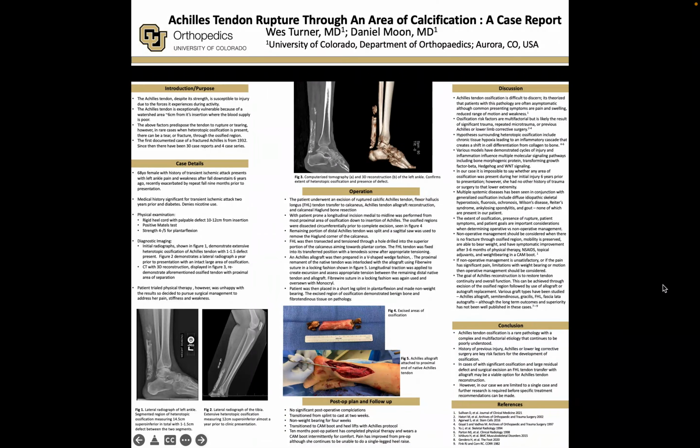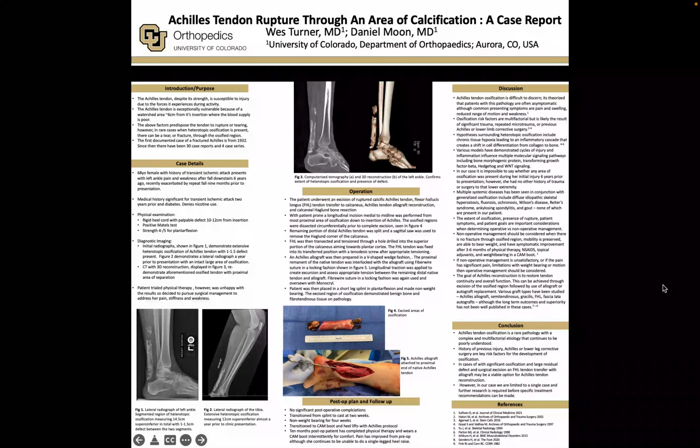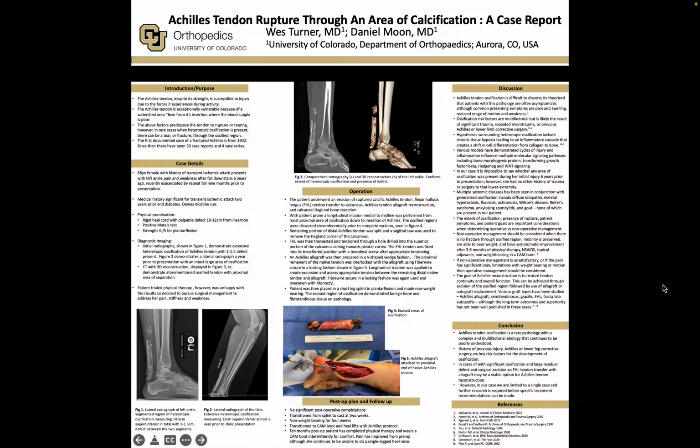Risk factors are thought to be multifactorial, but some of the key ones are related to significant trauma, repeated microtrauma, and previous Achilles or lower limb corrective surgeries done in pediatrics. On a biological level, hypotheses surrounding ossification include chronic tissue hypoxia that leads to an inflammatory cascade, which creates a shift in cell differentiation from collagen to bone.